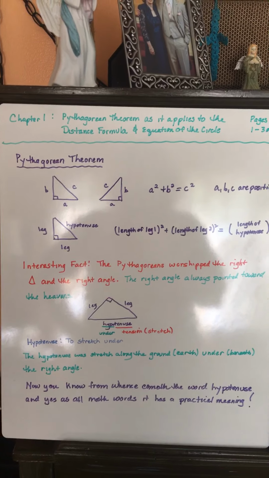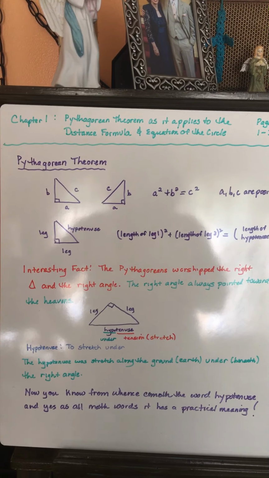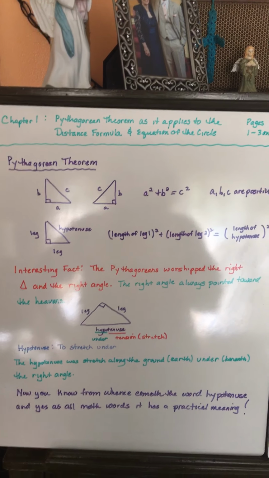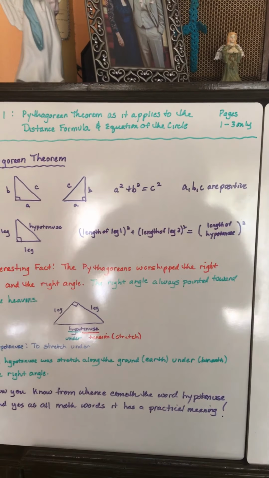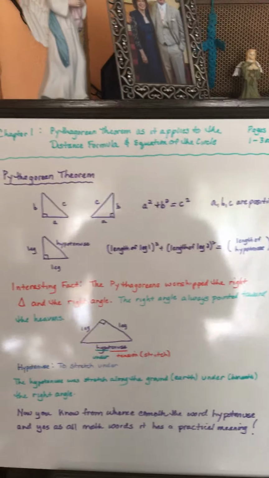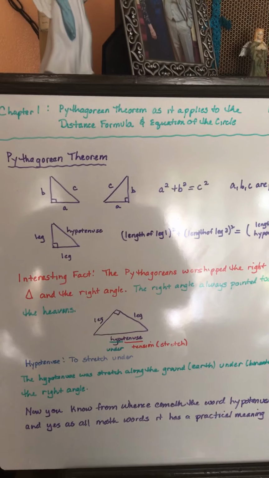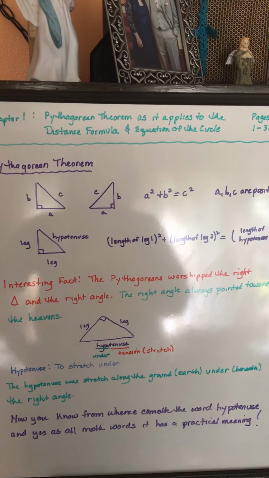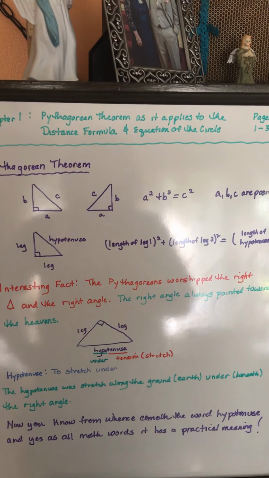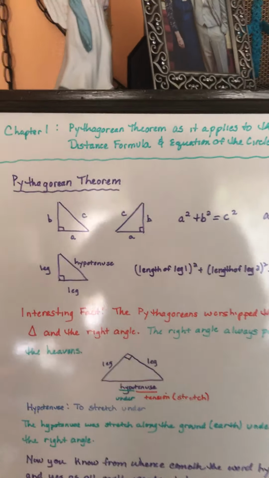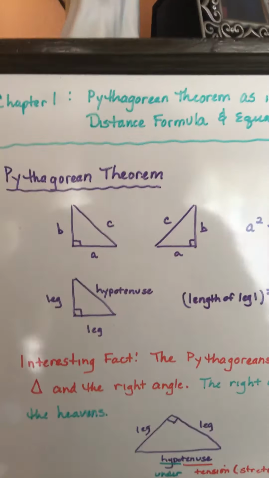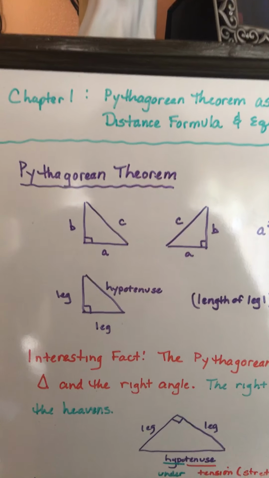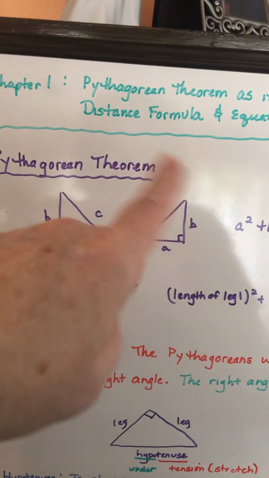Chapter 1, the Pythagorean theorem as it applies to the distance formula and the equation of a circle. This will only be pages 1 through 3 of your notes, and I'm not sure that your notes will have all the correct notation in it. When we get to board 3, I can't remember if they were corrected after they were typed. Okay, the Pythagorean theorem.